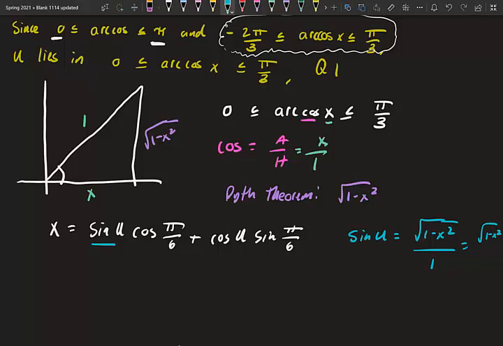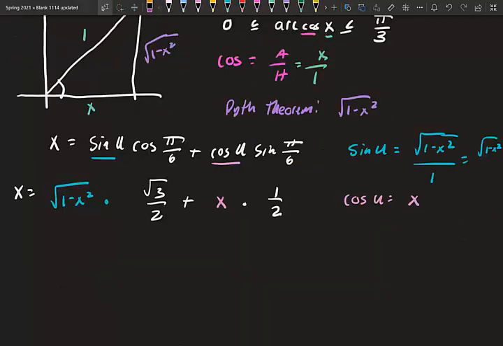Now we need to find cosine u. Remember, this picture represents u. So cosine u, it's adjacent over hypotenuse, which we already have, it's just x. And then for our other values, we just use the unit circle. So we have x equals sine u, which we found to be square root of 1 minus x squared, times cosine pi over 6. Cosine pi over 6 on the unit circle is square root of 3 over 2, plus cosine u, which we said was just x, times sine pi over 6. On the unit circle, sine pi over 6 is 1/2.